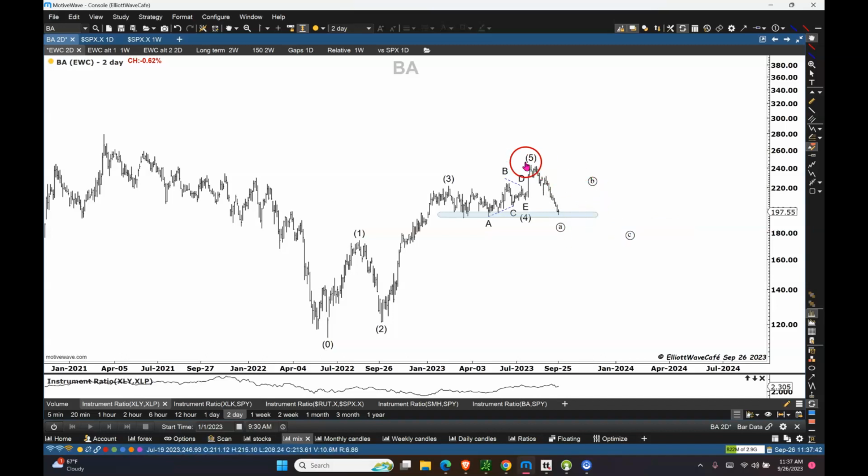Well, this can morph into something more complex. You can have an ABC for a W. You can go in an X, go in a Y wave. You can have a variety, garden variety here. But what's likely to happen is that we're going to get a bounce in Boeing.